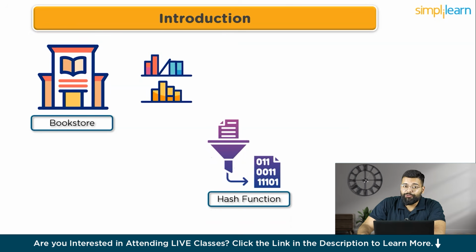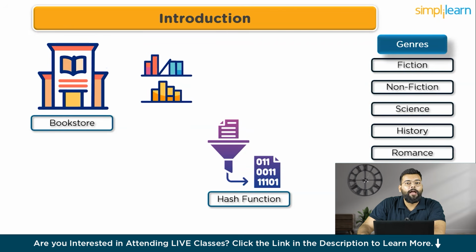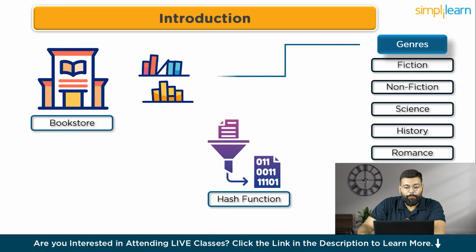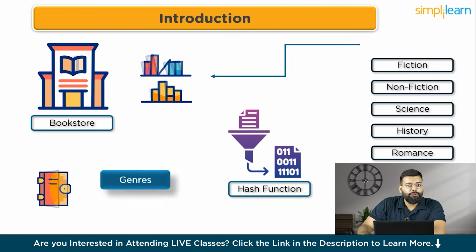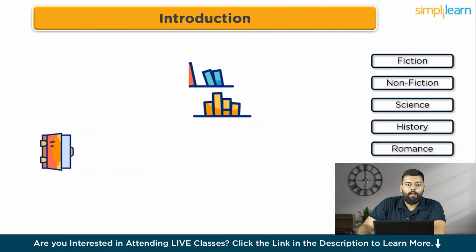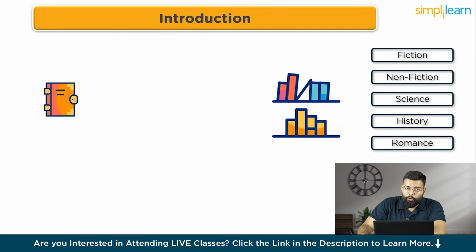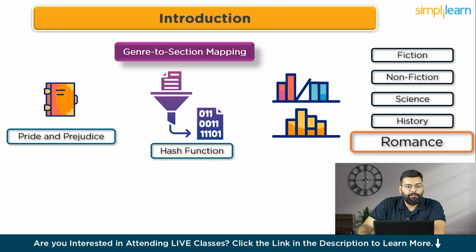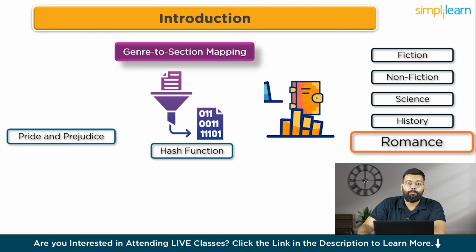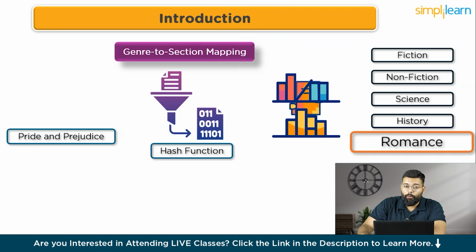In this case, the hash function is a simple rule that determines where each book should be placed based on its genre. So let's say you have genres like fiction, non-fiction, science, history, and romance. Each genre corresponds to a specific section of the bookstore. When a new book arrives, you look at its genre. A book like Pride and Prejudice falls under the romance category. According to the hash function, that is the genre to section mapping, this goes in the romance section. And a book like A Brief History of Time by Stephen Hawking is a science book, so it goes into the science section.